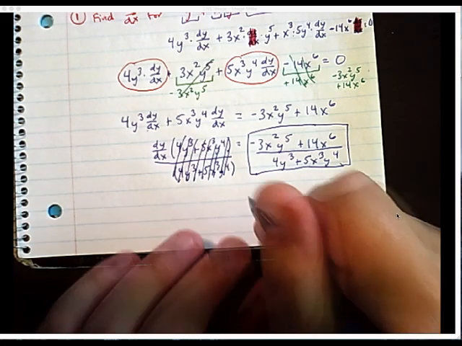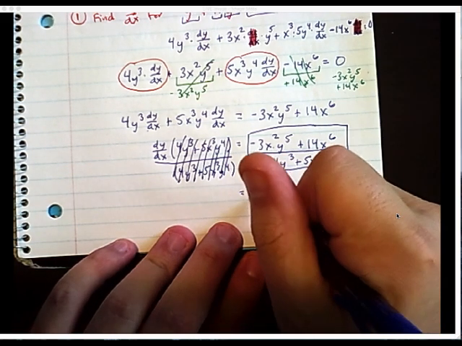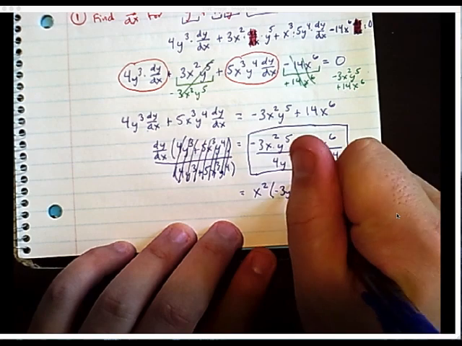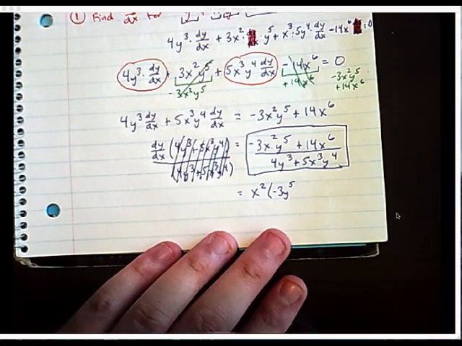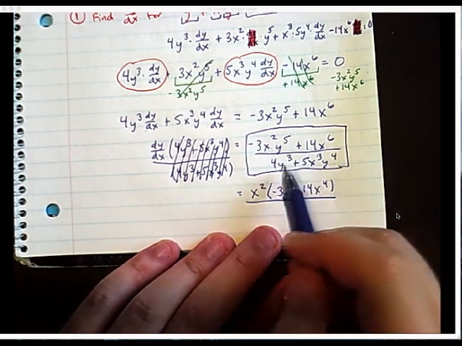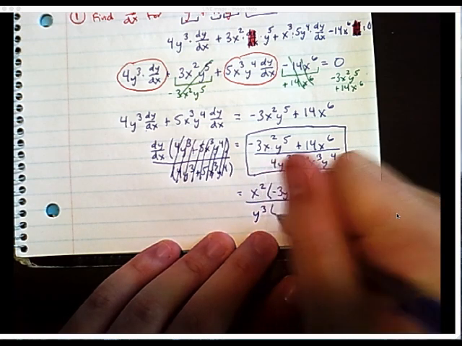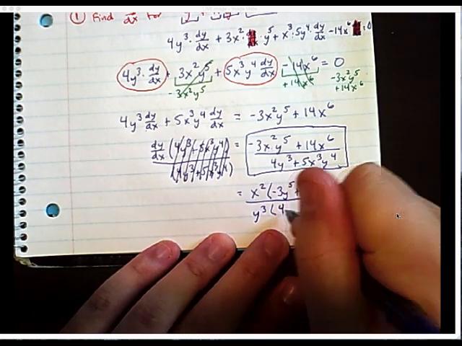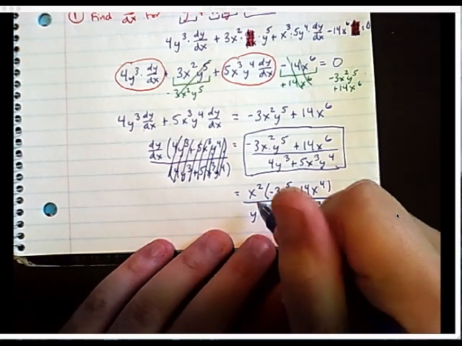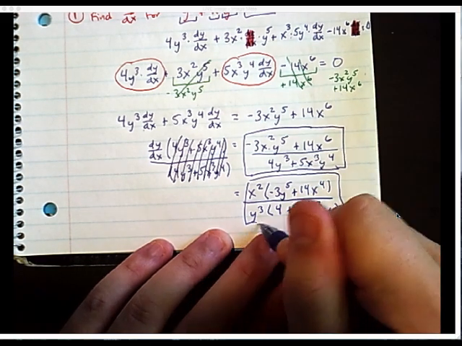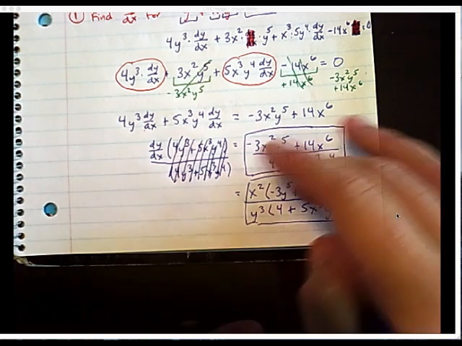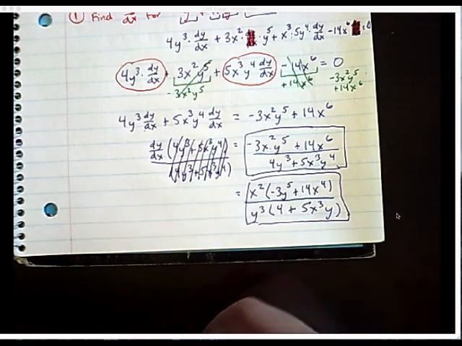And if you wanted to make it look a little bit nicer, look at these two terms. What do they have in common? Well, they have an x squared in common. Okay, then I'd have negative 3y to the fifth left there, and I'd have plus 14x to the fourth. And out of these two terms, they have y to the third in common. Then I have 4 plus 5x cubed, and I'd have a y left. So I could write it a little bit nicer like this. Either way, both are equivalent to each other. So the derivatives can kind of start to look nasty when you do implicit differentiation.